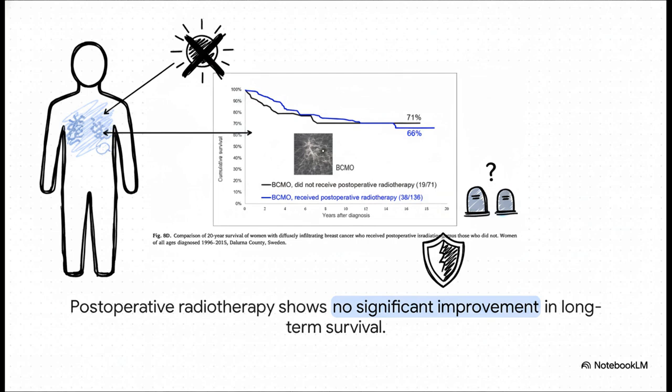The data reveals a really profound resistance to our standard treatments. Take post-operative radiotherapy, for example, a cornerstone of adjuvant therapy. This graph shows pretty much no difference in 20-year survival between patients who got it, the blue line, and those who didn't, the black line.